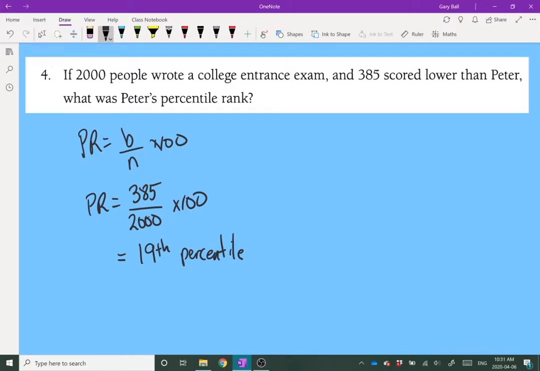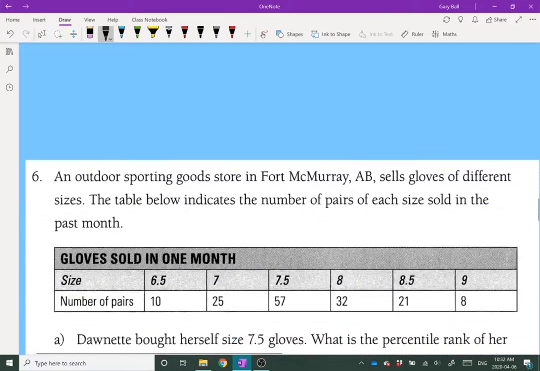Now, one thing I want you to keep in mind is we round it off to the nearest unit. We don't do decimals. Round to the nearest unit. Let's keep on going.